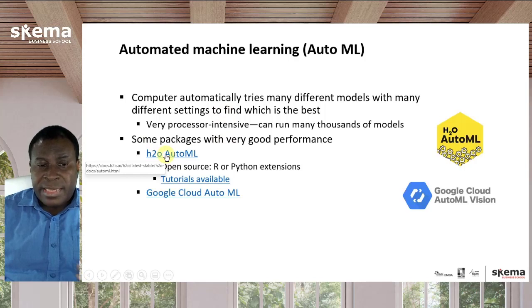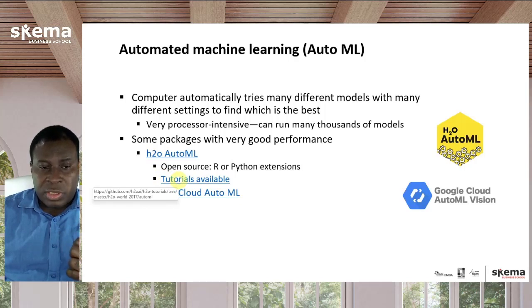H2O AutoML is an open source platform that has libraries in many languages. It's actually written in Java, but it has extensions in R or Python, and other programming languages as well. Here are some links to tutorials that explain how to use it.